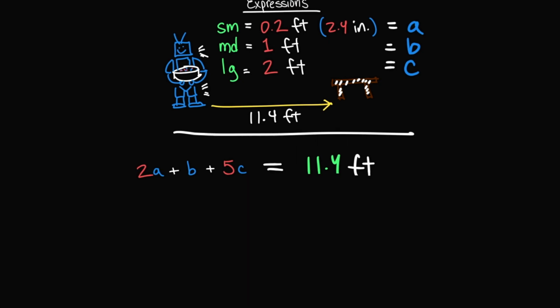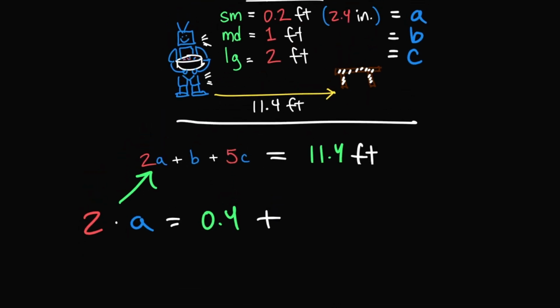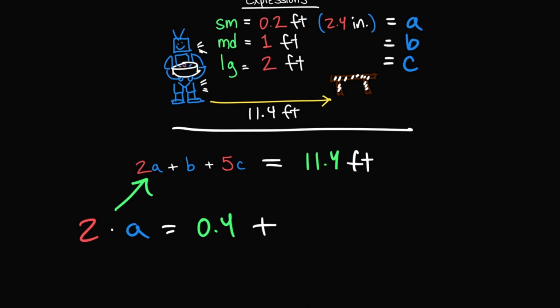Let's break this down step by step. 2 times A. And this equals, in our case, A is the small step. A equals 0.2. 2 times 0.2 is going to be 0.4. Plus B, our B was the medium step, which is 1 foot. So we'll say plus 1. And then finally 5C. Well, C is 2 feet there. So we're going to say plus 5 times 2. Okay, 5 times 2 is 10.